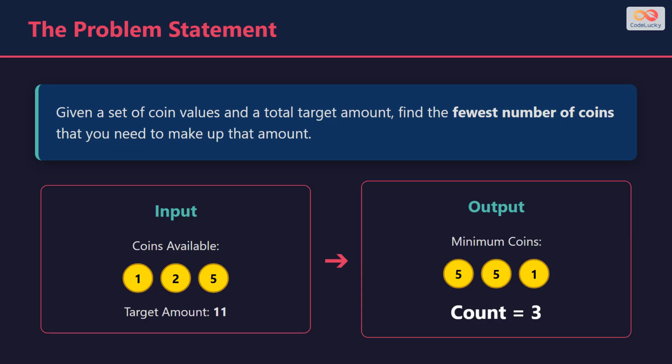Let's first define the problem clearly. You are given a set of coins with different values and a target total amount. Your goal is to find the fewest possible number of coins that sum up to exactly that target. For example, if you have coins of values 1, 2, and 5, and you want to make the amount 11, the best way is to take 2 5-value coins and 1 1-value coin, giving us a total of 3 coins.